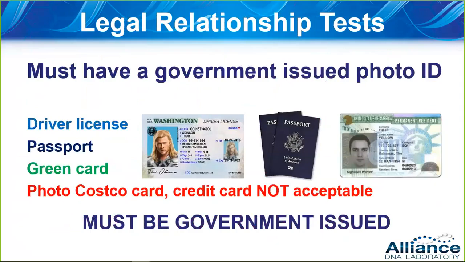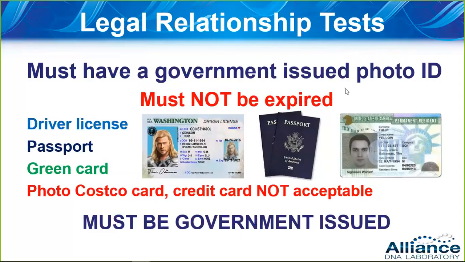Legal relationship tests, well, again, you must have, or they must have, a government-issued photo ID. These consist of a driver's license, a passport, a green card, any of these. These are all government-issued. A photo Costco card or a photo credit card is not acceptable. It needs to be a government-issued photo ID. And keep in mind, it must not be expired. It has to be a valid ID.